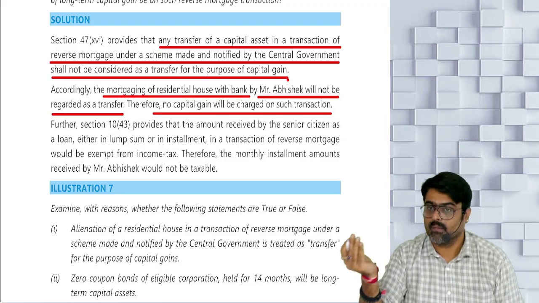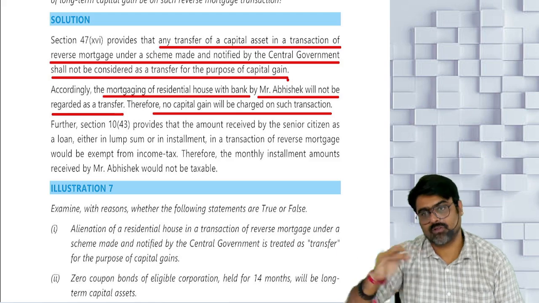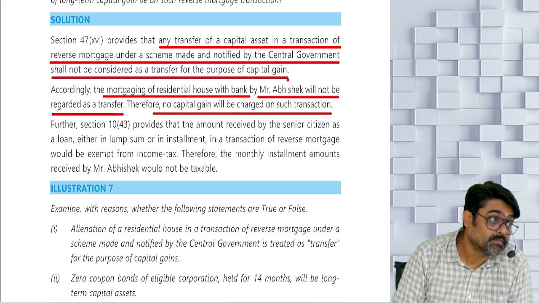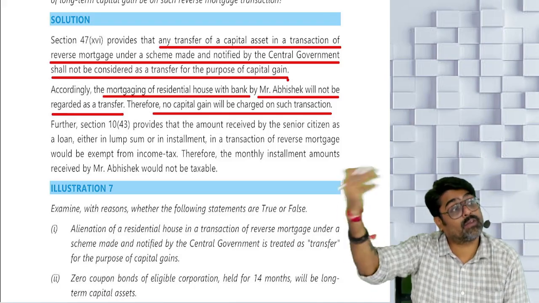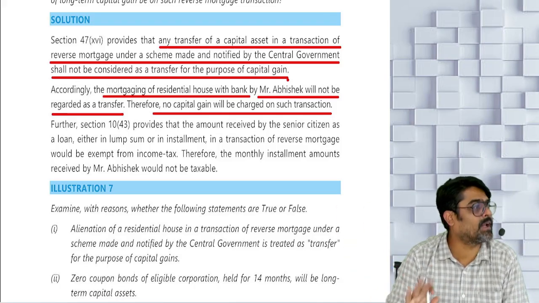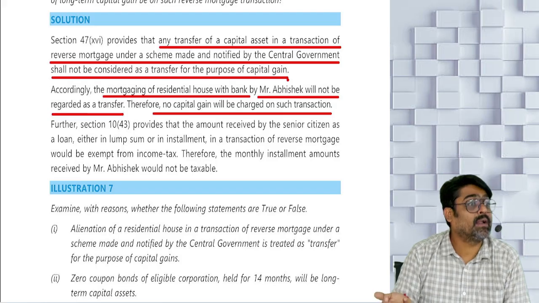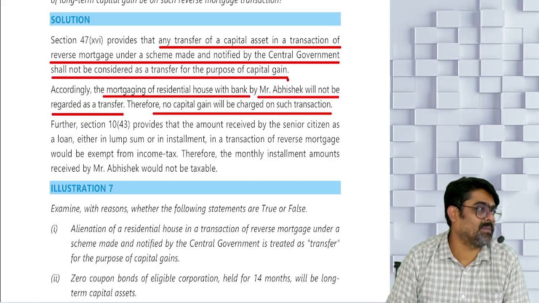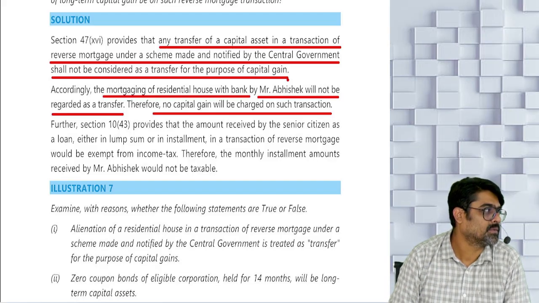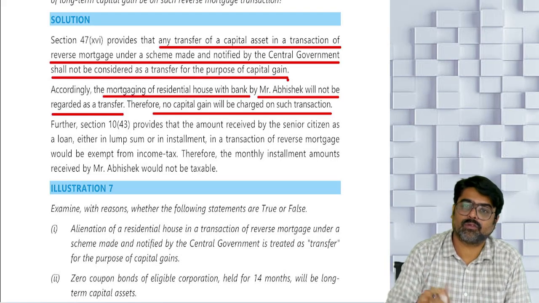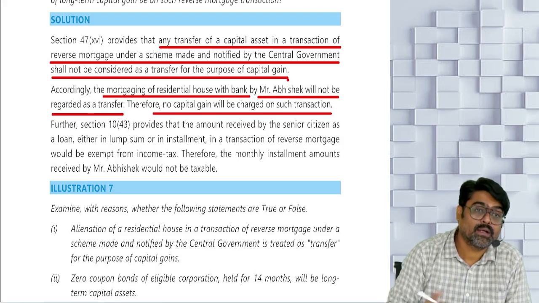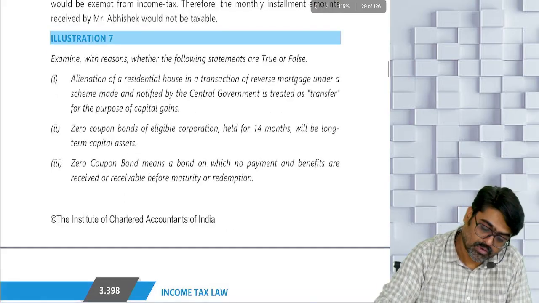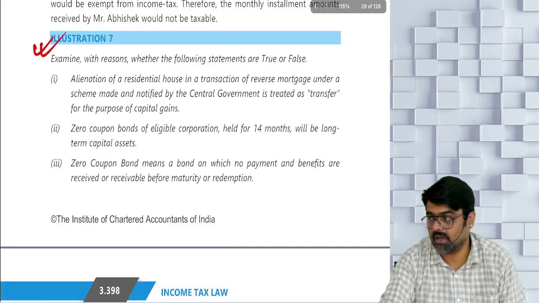So when the property is given on mortgage, it is not a taxable transfer. It is an exempt transfer. When he dies and the property comes into the hands of the bank, then also it is an exempt transfer. Yes or no? And if the bank sells that property, then also it is an exempt transfer. Getting my point? And when the bank gives the property to the legal heir, then also it is an exempt transfer. Getting my point? So now, go and read illustration number 7.